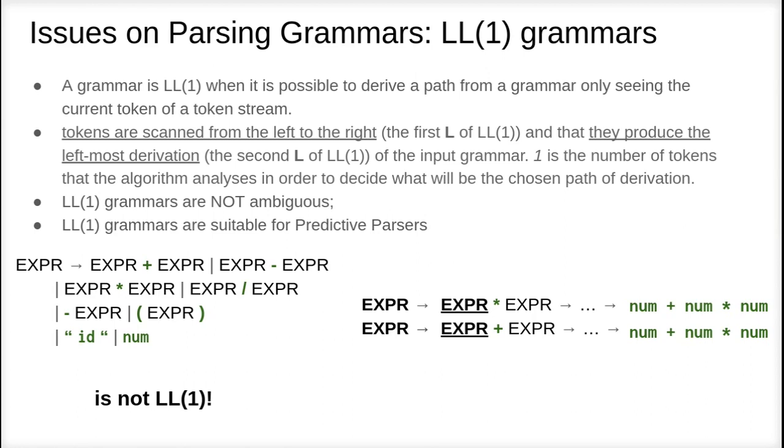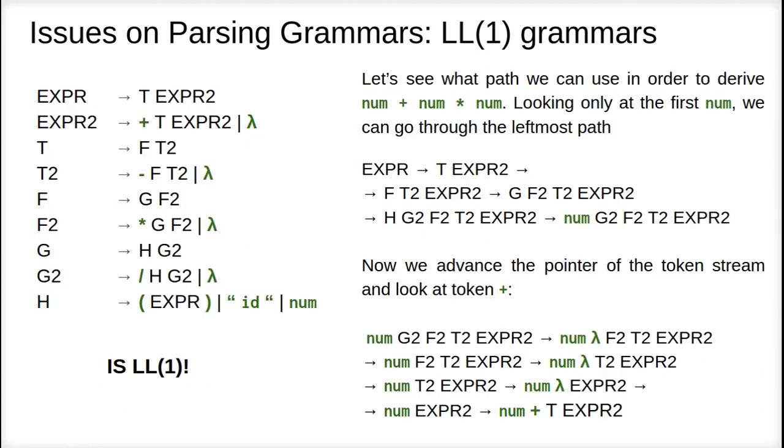on future lessons. So the grammar for our subset of Java is not LL1, as we cannot determine, looking at its individual token, how to derive a path for it. But our unambiguous version of EXPR is in fact LL1. We know, for example, what is the path that we have to derive in order to reach the stream num plus num multiplied by num, only looking to a single token at a time. So looking at only the first num, we'll see this path here.